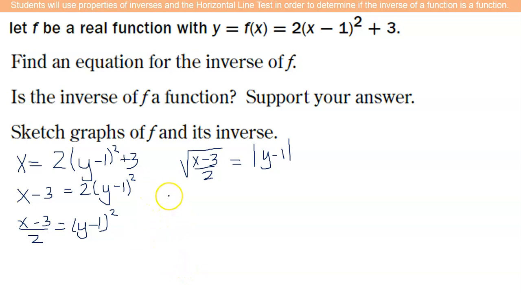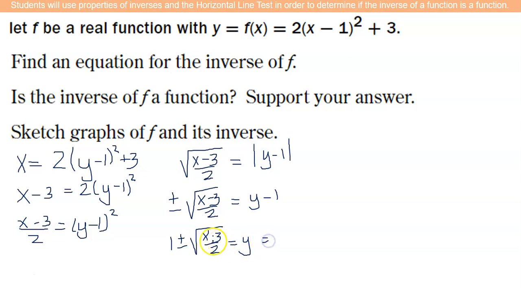Right? So that means that this is plus or minus the square root of (x minus 3) divided by 2 equals y minus 1. And so then we could add 1 to both sides. And that's our f inverse. Now that had a little bit more algebra to it, so take a second and see what you got.